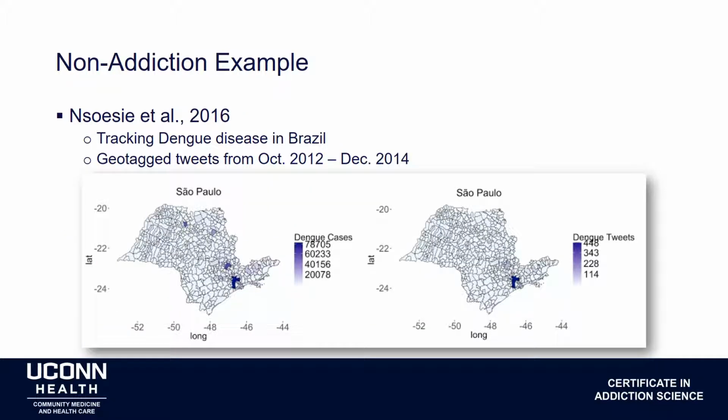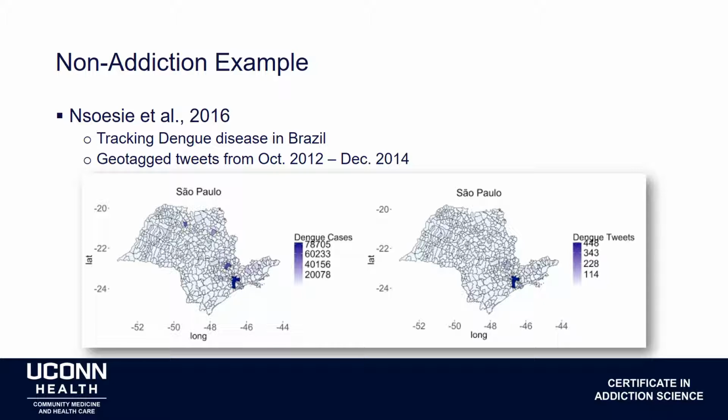So here's a non-addiction example of how social media can be used to track disease. This is a study that was done in Sao Paulo, Brazil, largest city in Brazil as far as I'm aware. And they broke the city down by neighborhood. And they tracked the number of dengue fever cases, which can be a very serious illness if it's contracted, by neighborhood, which is the left side of the screen.